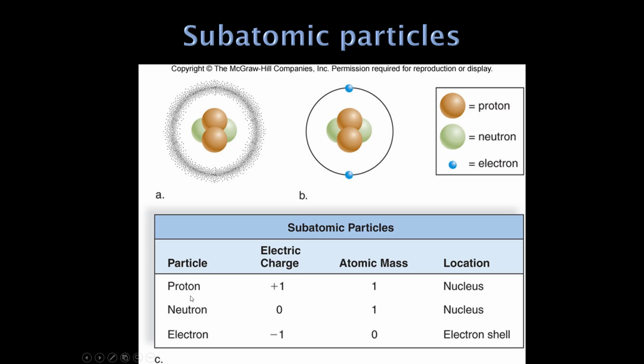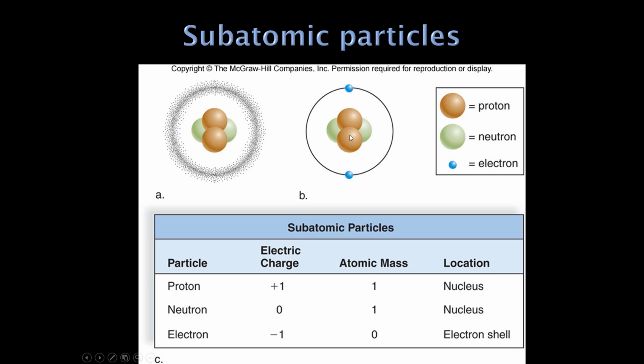So you need to know that protons have a positive charge. They have an atomic mass of 1. The unit for that is either AMU for atomic mass unit or Daltons. I don't care which one you want to use there. Protons can be found in the nucleus of an atom. Neutrons don't have a charge. They also have an atomic mass of 1, and they can also be found in the nucleus of an atom.